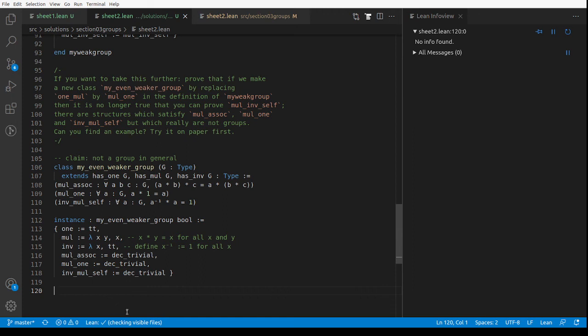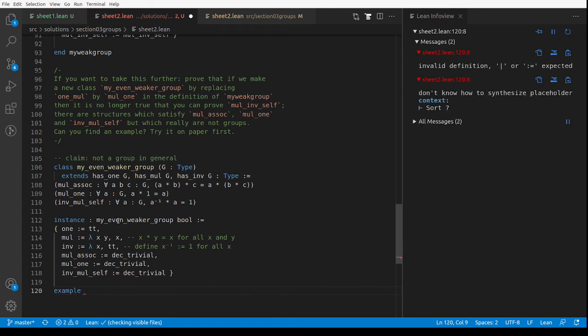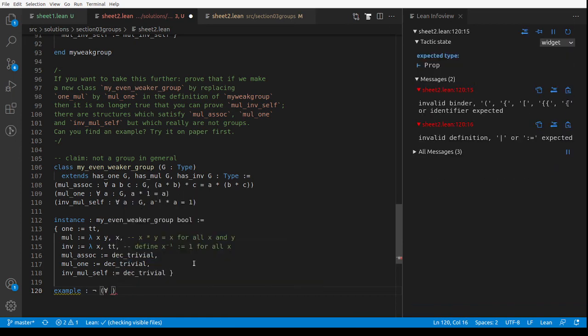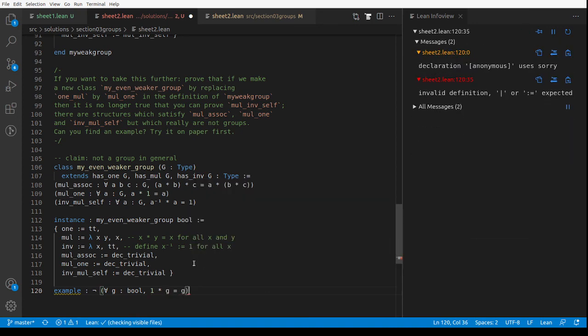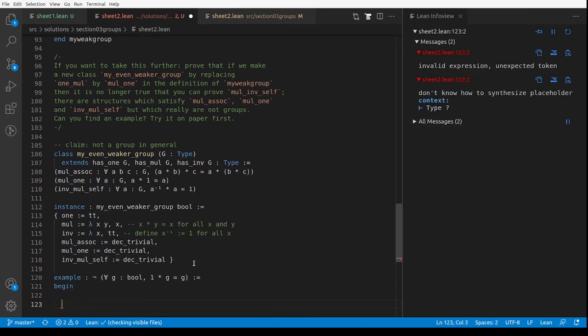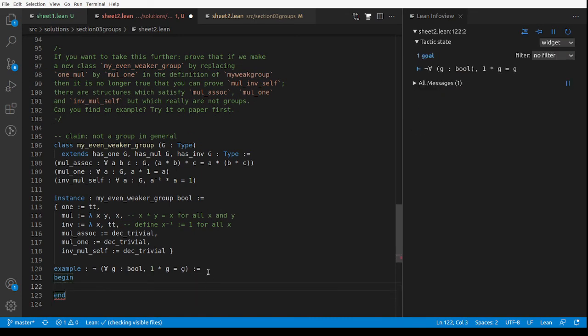Now my bool is an even weaker group, but my claim is that bool is not a group. To prove that bool is not a group, I'm going to show that one_mul fails. So it's not true that for all g in bool, 1 times g equals g. I'm going to prove that one_mul is not true. This is my claim. Begin, end. And so why is this true?